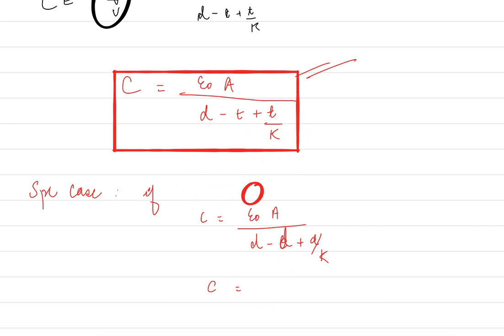we'll write it again. If D is equal to T, then we get C is equal to epsilon naught A upon D minus D plus D by K. So we get K epsilon naught A by D. So this is the answer.